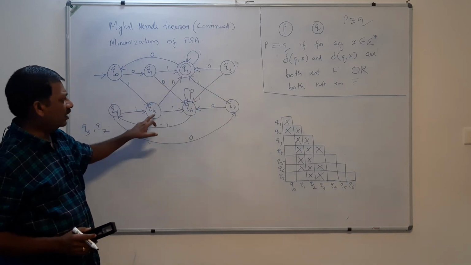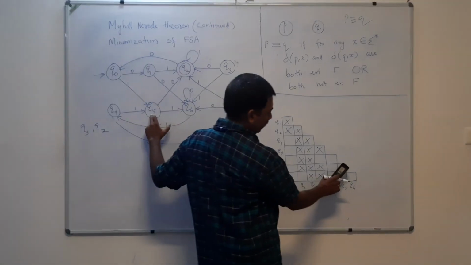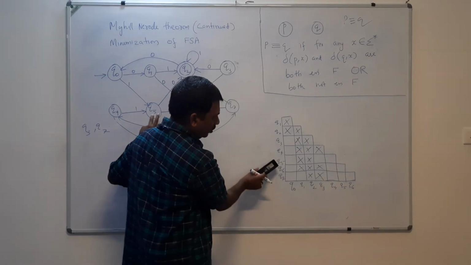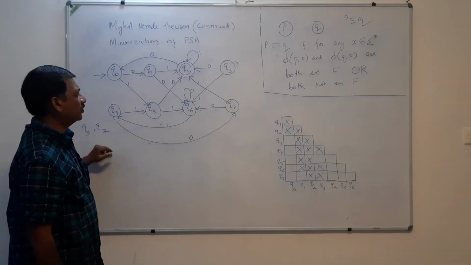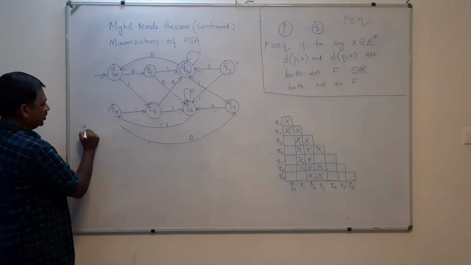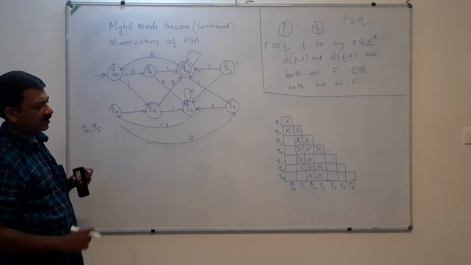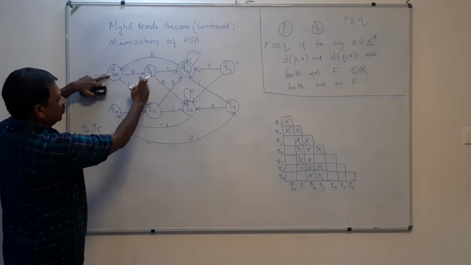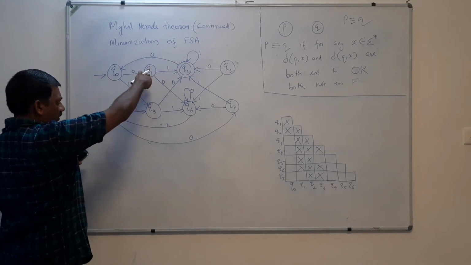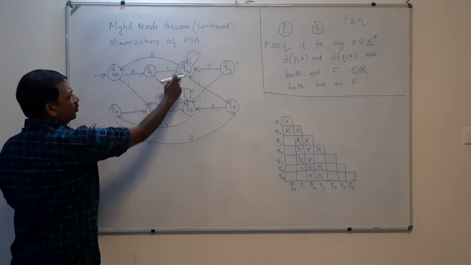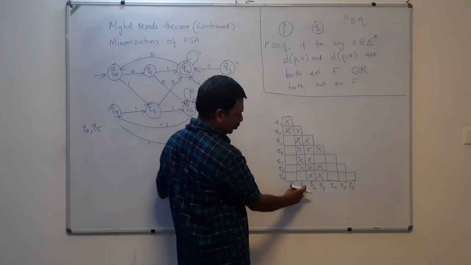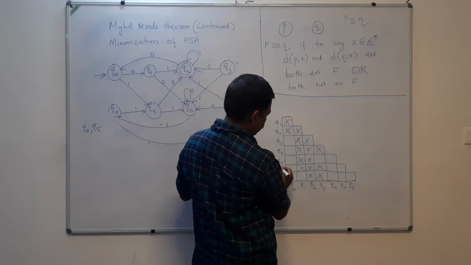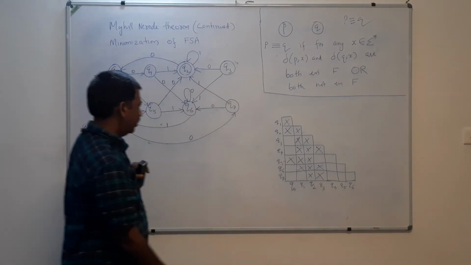Now you have to fill Q5. Q5 and these entries also you have to fill it up. What about Q5 and Q0? Q0 and Q5. What is Q0 and Q5? Q0 on 0 it is Q1 and Q5 on 0 is Q2. Q1, Q2 is distinguishable. So this is distinguishable.